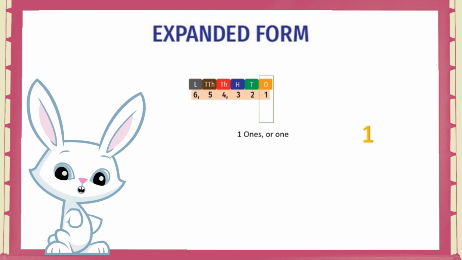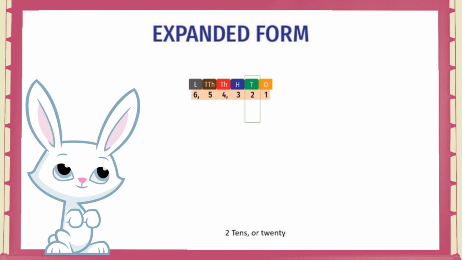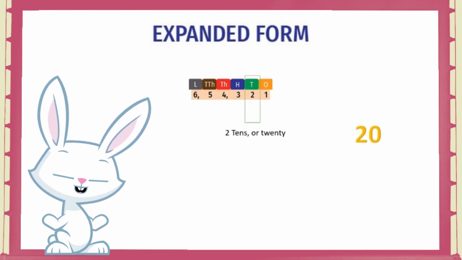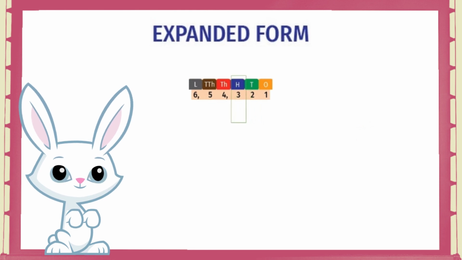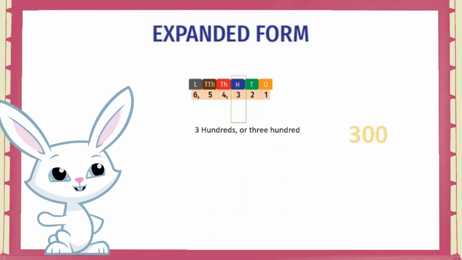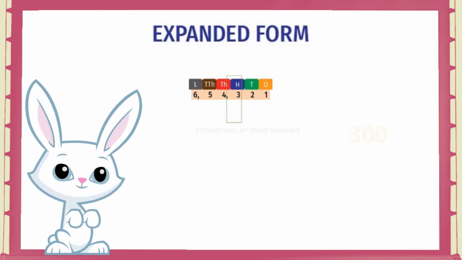The place value of 1 is 1 ones, or 1. The place value of 2 is 2 tens, or 20. The place value of 3 is 3 hundreds, or 300.